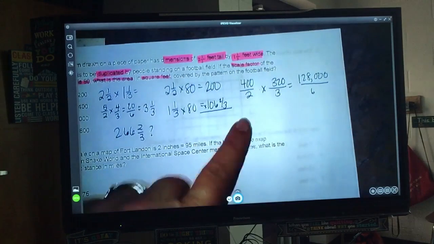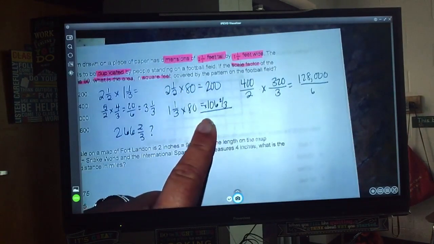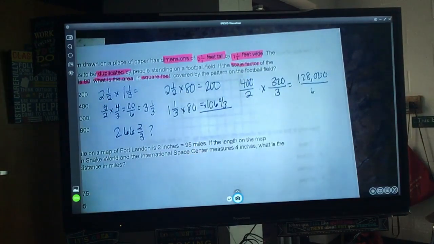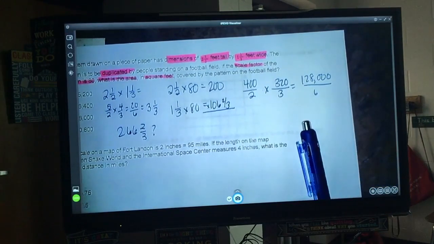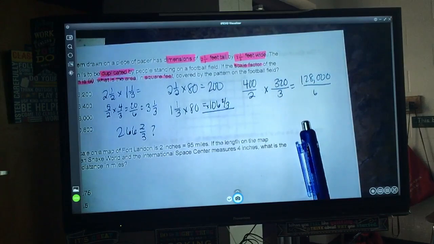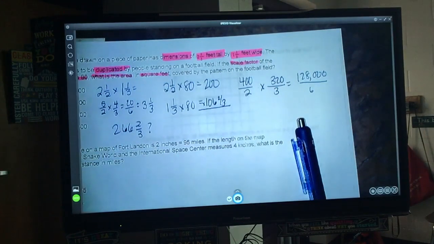Did anybody multiply 200 times 106 and 2/3? What'd you get? I got 64,000. I got 64,000 over 3. Did I do that wrong? 200 times 106 and 2/3. Oh, I know what it is. I accidentally did it by 320, so I did both. I don't trust myself, but using a calculator, I kind of trust myself. All right, so what did you get if you multiply those two numbers?